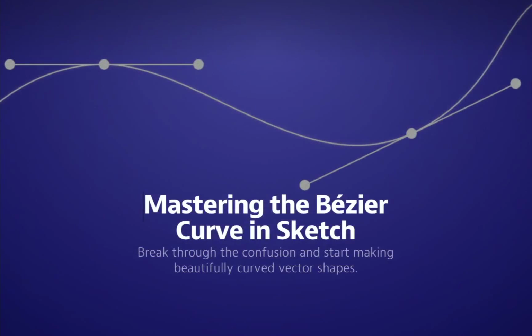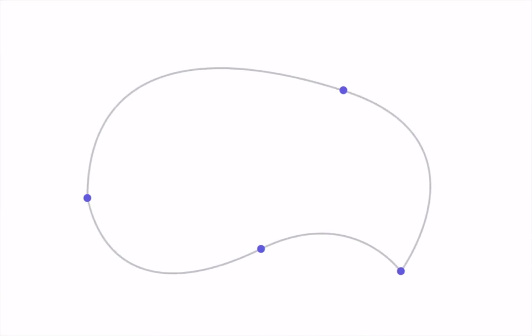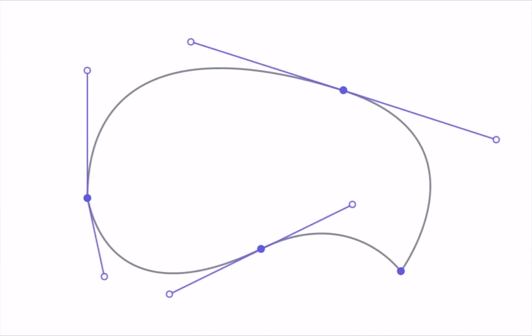In this guest post on SketchCasts, we will walk through an example from my recent article, Mastering the Bezier Curve in Sketch. Cubic Bezier is the technology that allows for beautiful curves in vector shapes. In order to use some of the tips and shortcuts from the article, we'll practice by tracing a letter form.